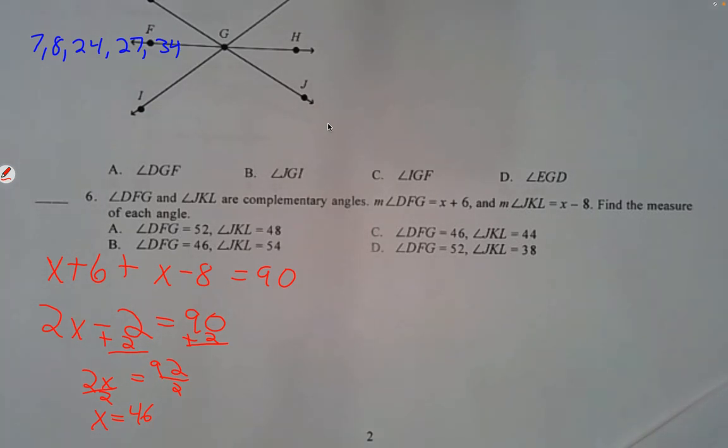It says find each angle. So for this angle, instead of x plus 6, what do I put? 46 plus 6. And what is that? 52. Okay, so it could be that one or that one. How do I find the other angle? You subtract 8. Yeah, instead of x minus 8, it's going to be 46 minus 8. And what's that going to be? You can't get bigger, so it's D. So it's got to be 30. It's D.